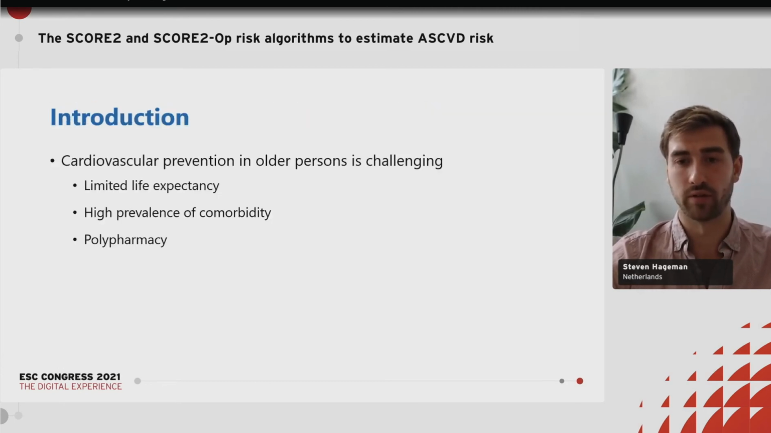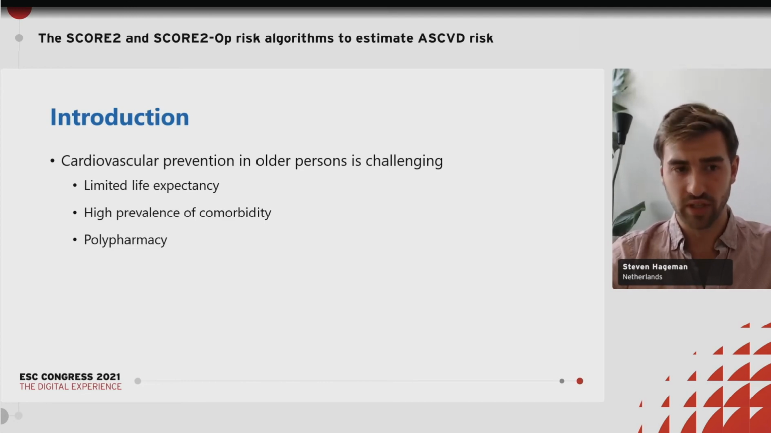I will be presenting today on behalf of all my co-authors in the SCORE2-OP working group and the ESC cardiovascular risk collaboration. As you know, older persons are at the highest risk of cardiovascular disease, and the highest potential treatment benefit of risk factor reduction is in older individuals. However, cardiovascular prevention in older persons is challenging.